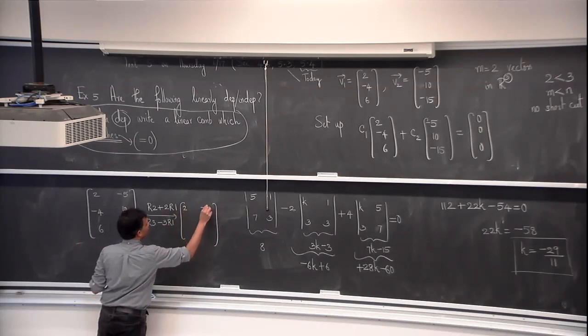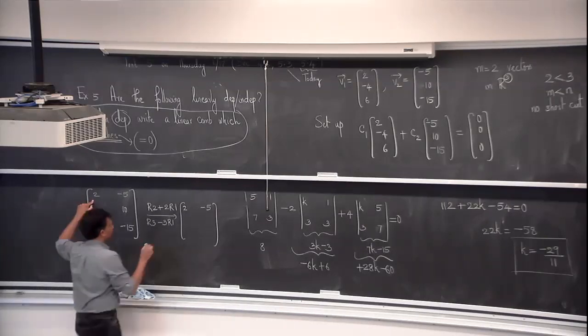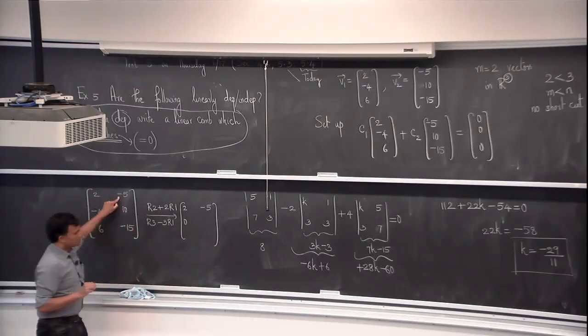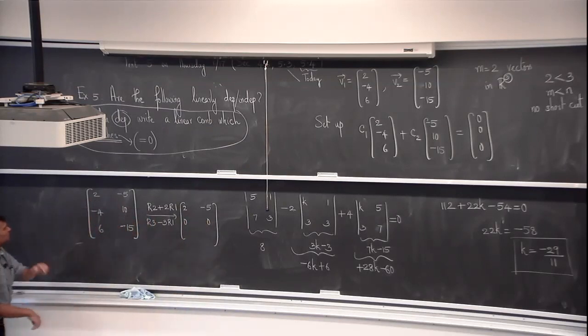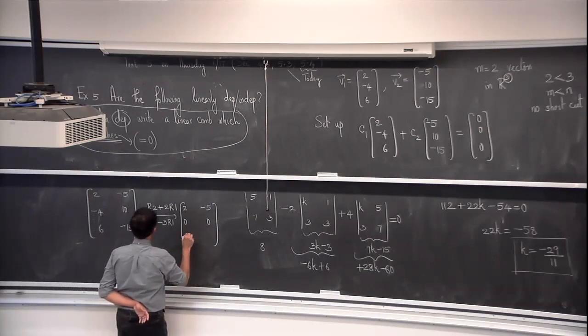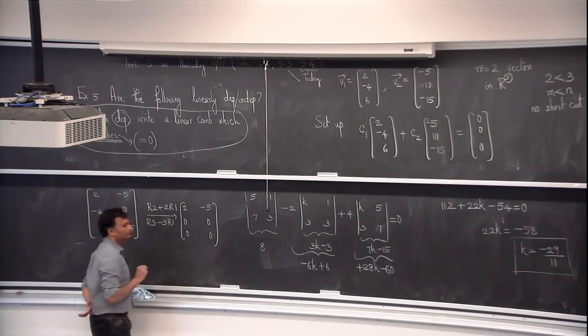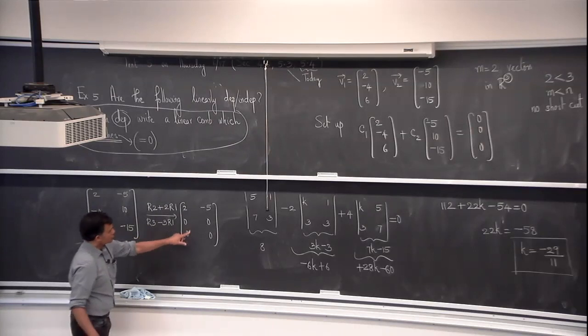2, negative 5. R2 plus 2R1 will give you 0, 0. And R3 minus 3R1 gives you the same result, 0, 0. So the rank of that matrix is just 1, okay, because there are the 2 rows full of zeros here.